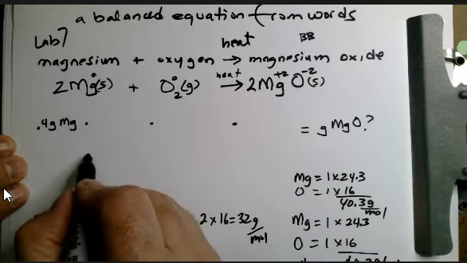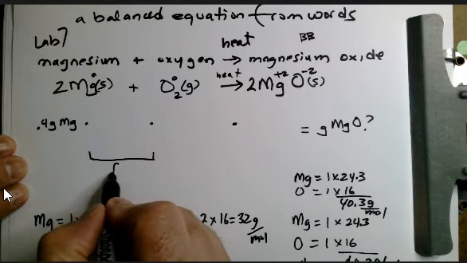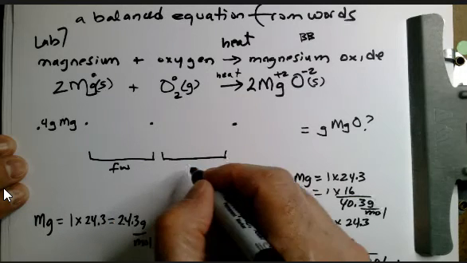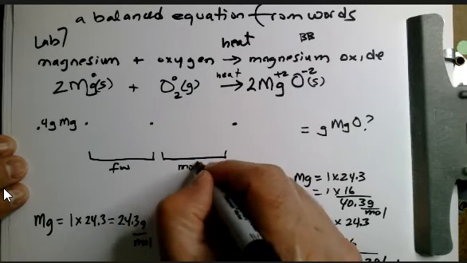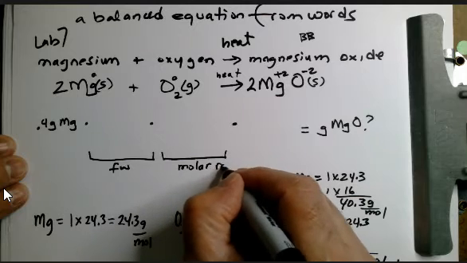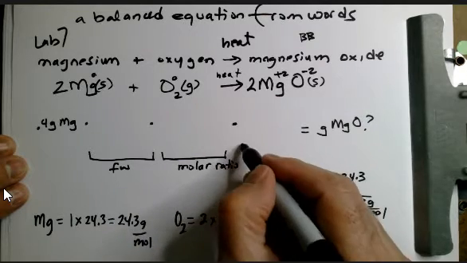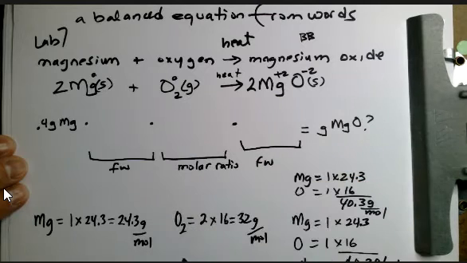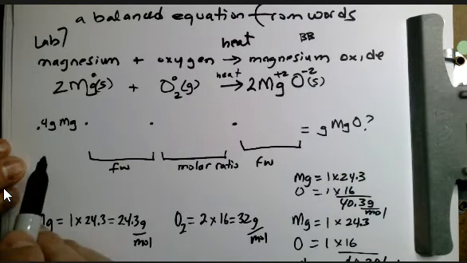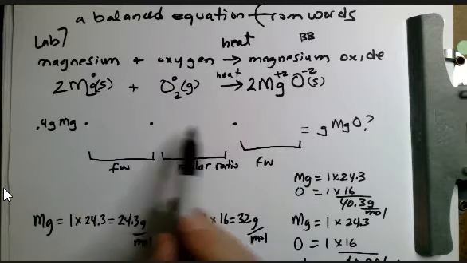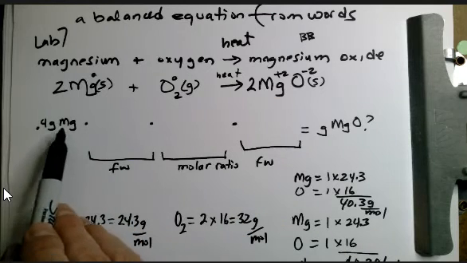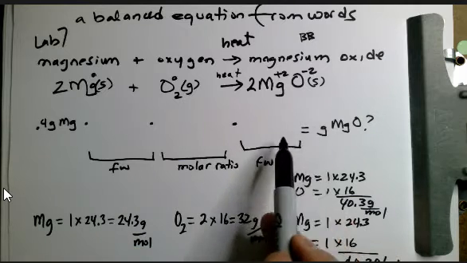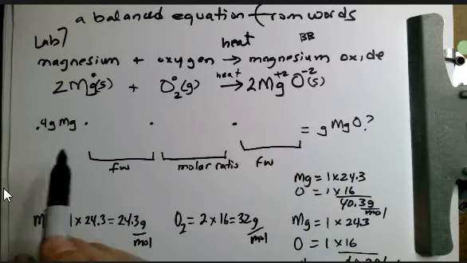One of them involves a formula weight. Another one involves a molar ratio. And then another one of the bridges involves a formula weight. And so remember, as we do a stoichiometric problem, that whatever we're trying to get rid of goes on the bottom, and what we want in the end has got to be on the top.